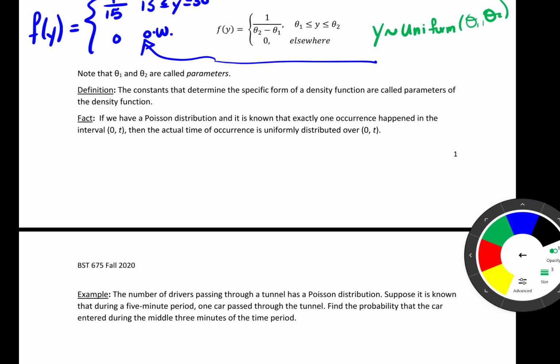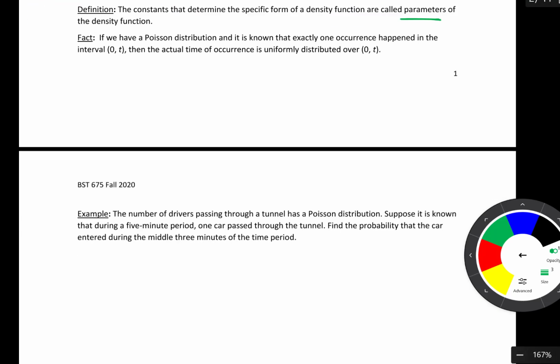Again, note that theta 1 and theta 2 are parameters. The constants that determine the specific form of the density function, we call parameters of the density function. We saw this when we worked with the discrete distributions as well. There's also a relationship between the uniform probability distribution and the Poisson. If we have a Poisson distribution and it's known that exactly one occurrence happened in the interval from 0 to t, then the actual time of occurrence is uniformly distributed over 0 to t. Let's look at an example of that.